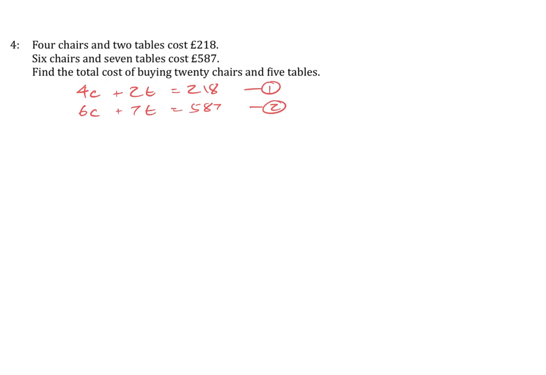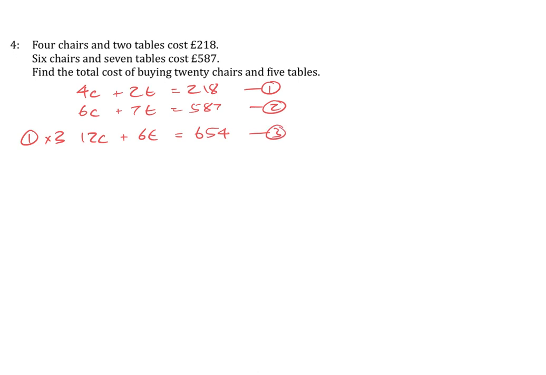We can solve. If we look at it, the 4c and the 6c are not the same and are not inverses of each other. And neither is 2t and 7t. So we need to adapt one, or in this case both equations. So I'm going to take equation number 1 and multiply that by 3. That will give me 12c plus 6t equals, I think that is 654. I'll call that equation number 3.